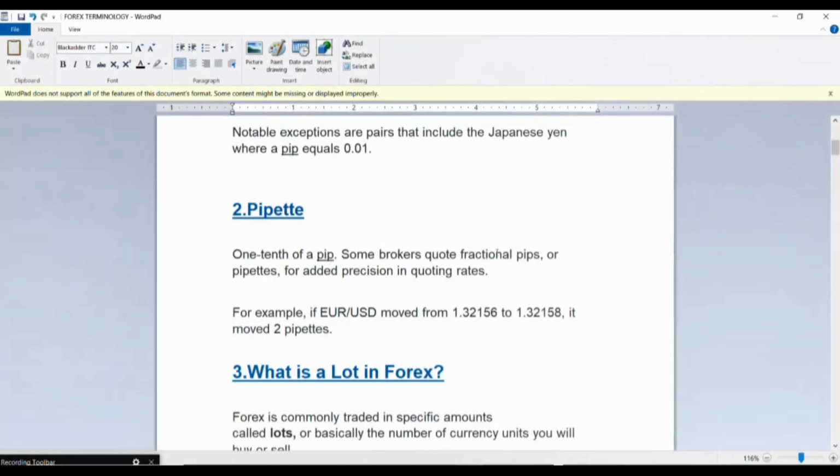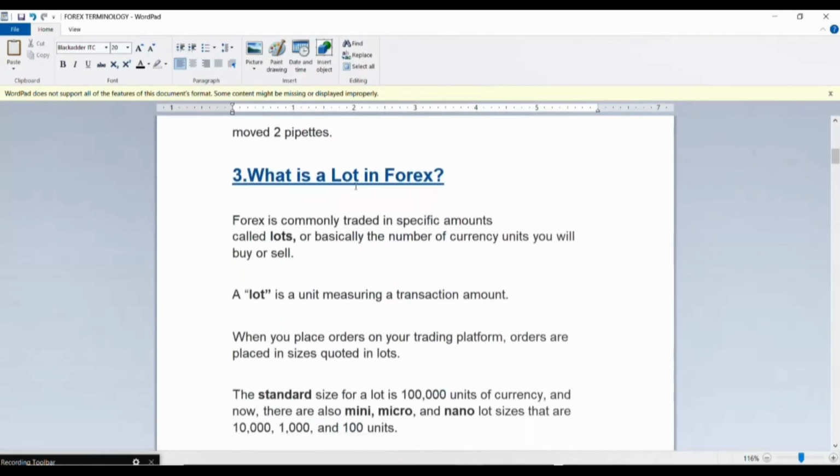Thank you. Let's look at what is a lot. A lot is actually a volume. Forex is commonly traded in a specific amount called a lot. Now, the thing is, you don't make money trading pips. You can only make money trading lots, because a lot is like quantity. It is a unit that is used to measure the amount of transactions.